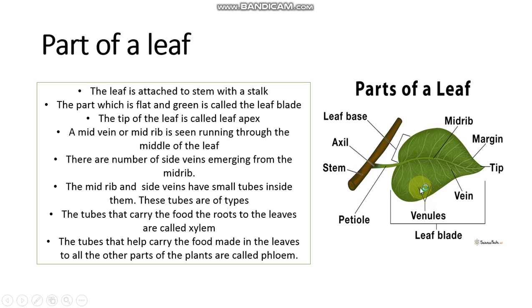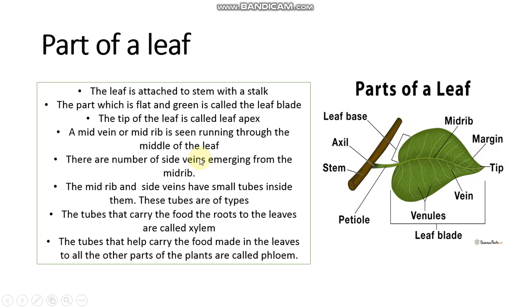And this is a venule. Okay, students. Here, the main thing we are studying is what is there in the leaf. Leaf is attached to the stem with its stalk. This is a stalk. A leaf is flat and green in color, called the leaf blade. From here to here we represent the leaf blade. The tip of the leaf is called the leaf apex. This tip we call the leaf apex.